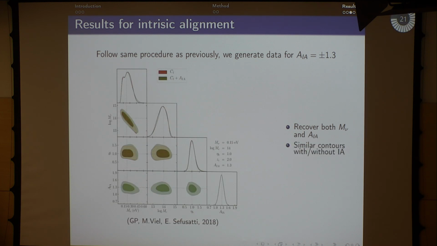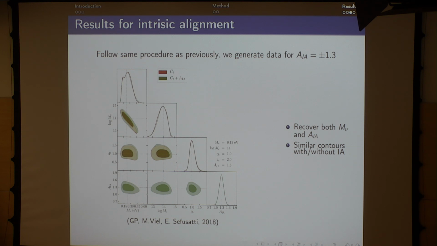Now here I show also the contour plots that I showed you before, but comparing the two cases of with intrinsic alignment and without intrinsic alignment. It's good news that the two contour plots look pretty similar to each other. Actually, the green contours are a little bit larger, which is expected because you have one more free parameter, and so you are adding a degree of freedom to your observable.